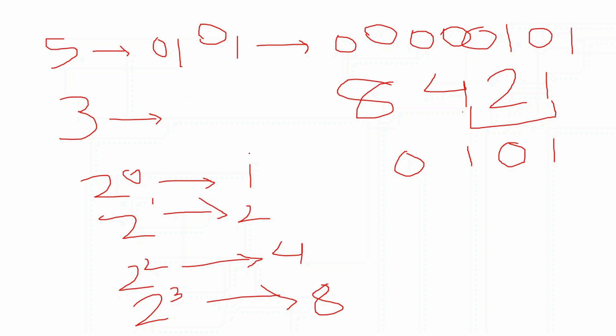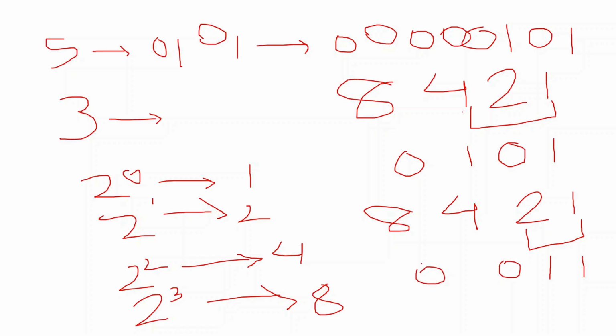Now for 3, how will it be? Which values can we consider so that the total will be 3? Let me put the values again: 8, 4, 2, 1. Which two numbers can we consider so that the output will be 3? So 2 and 1, right? 2 plus 1 is 3. So these two will be 1, 1, and the rest will be 0 and 0. So till here you have understood, right? Let me try to write this. It is 0, 0, 1, 1.